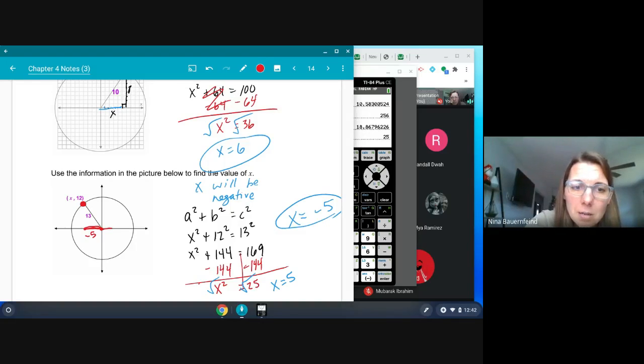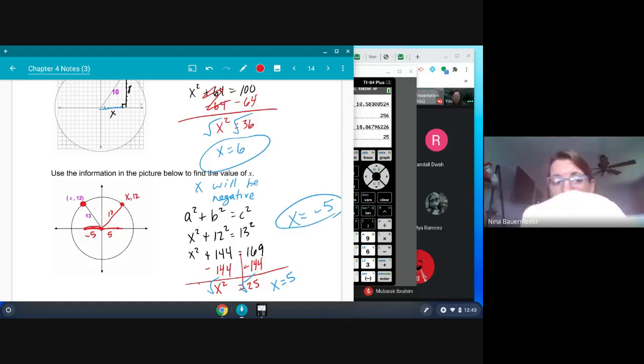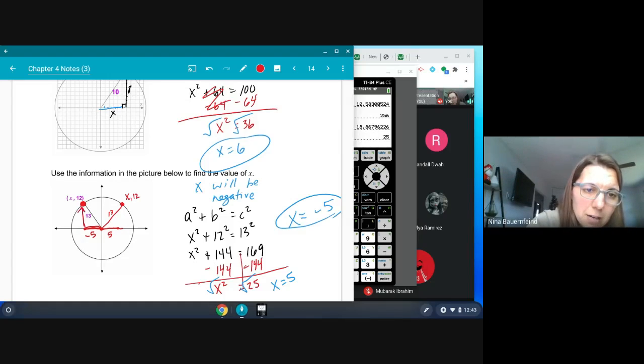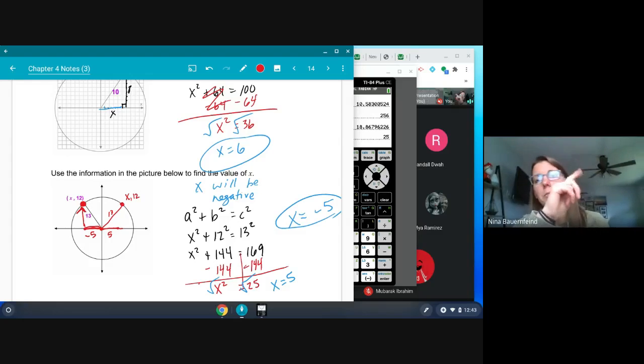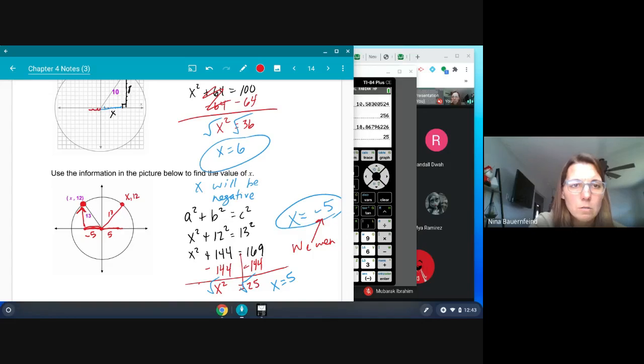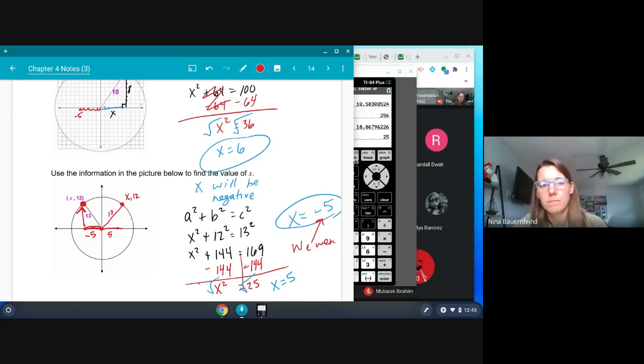If the coordinate had been up here, like this, then it would have been regular 5, because we would go forward. But because we're trying to get to this spot right here, we had to go backwards and then up 12. So that's why it became negative. Like in this grid, 1, 2, 3, 4, 5. Did that make sense?